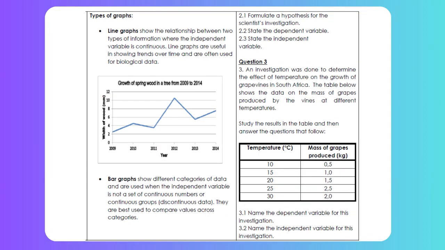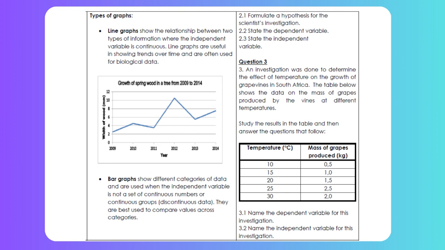Types of graphs. Line graphs show the relationship between two types of information where the independent variable is continuous. Line graphs are useful in showing trends over time and are often used for biological data. Bar graphs show different categories of data and are used when the independent variable is not a set of continuous numbers or continuous groups, discontinuous data. They are best used to compare values across categories.